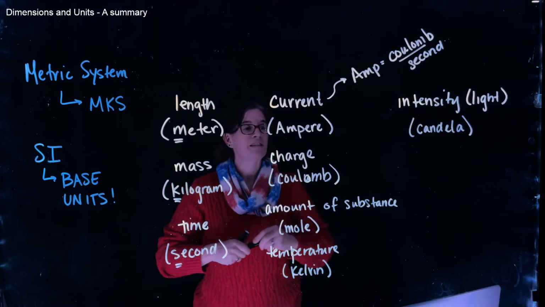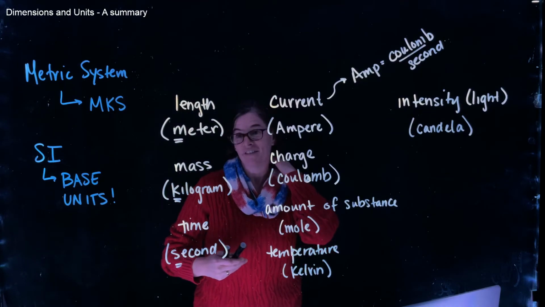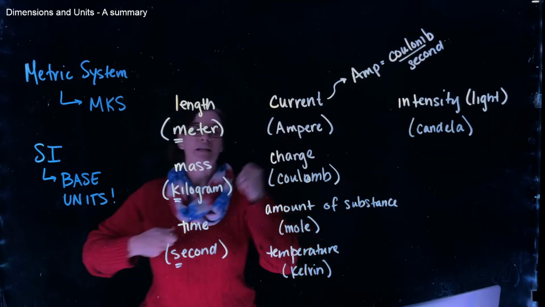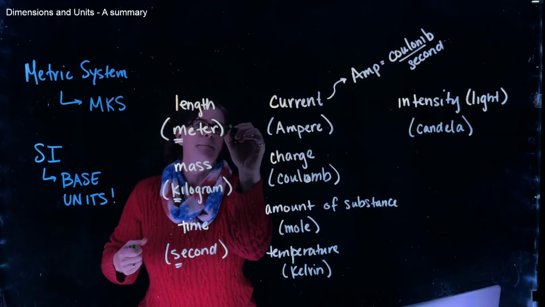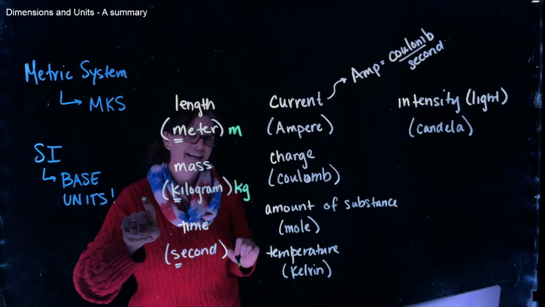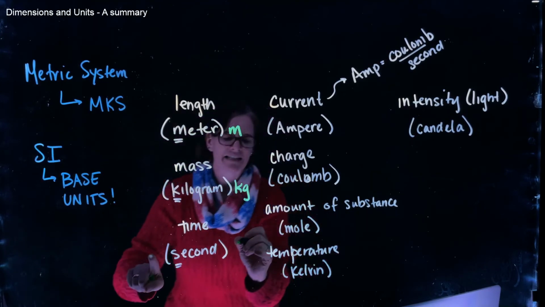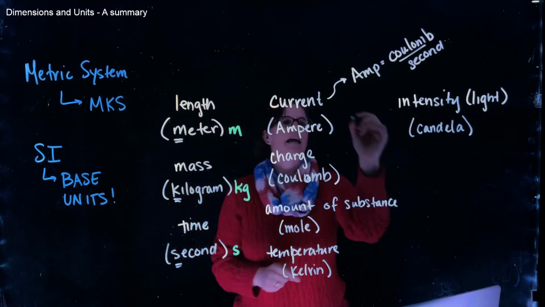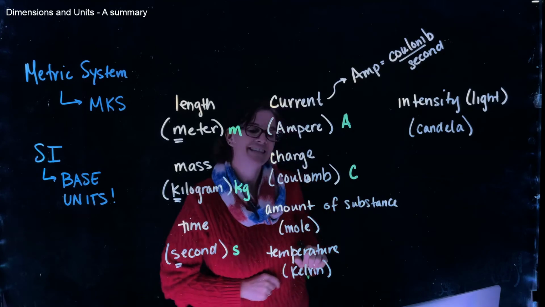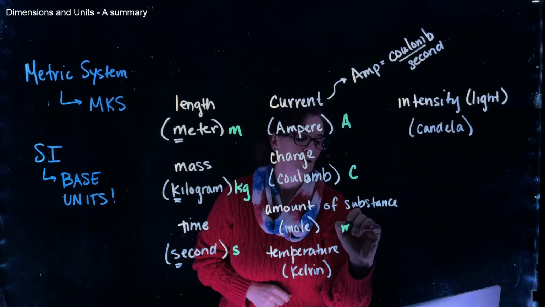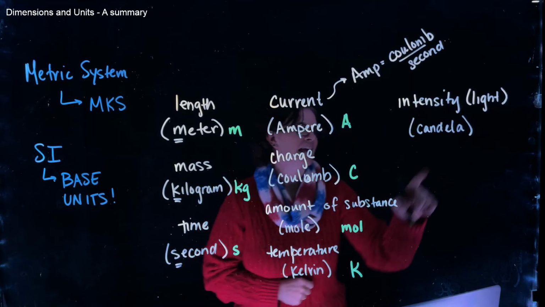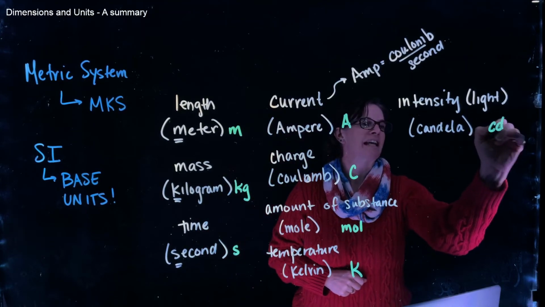Now, each one of these units has an abbreviation. We've already talked about some of them. The abbreviation for the meter is the m. The abbreviation for kilograms is lowercase k, lowercase g. Time is the second. An ampere uses a capital A. A coulomb uses a capital C. A mole uses lowercase mol. A Kelvin uses a capital K, and a candela uses lowercase cd.